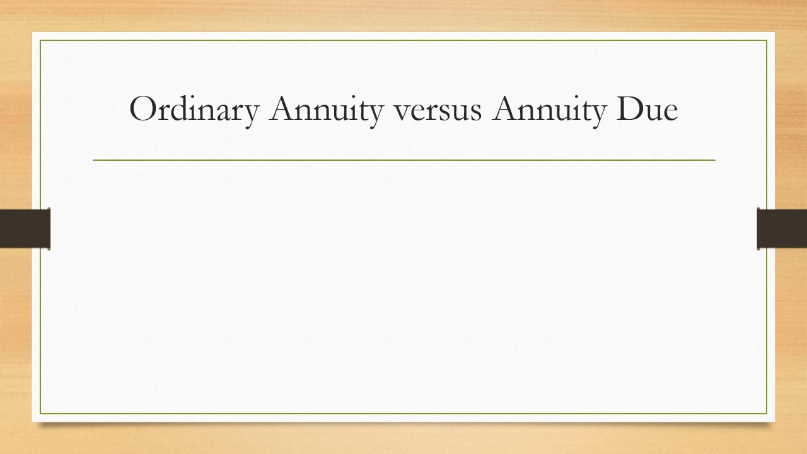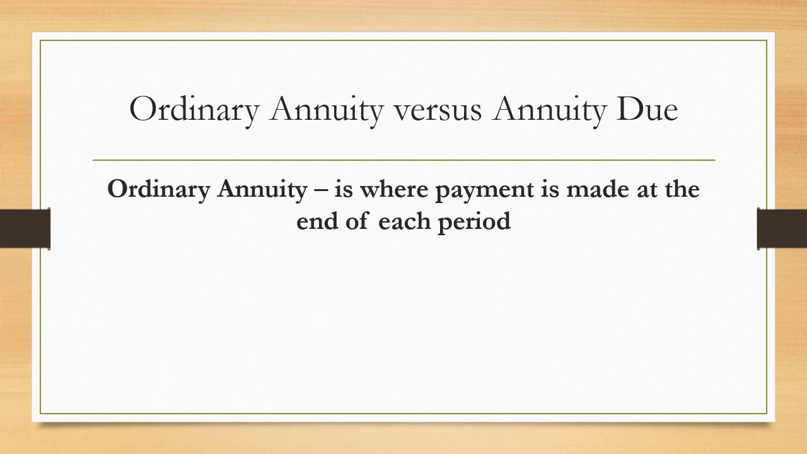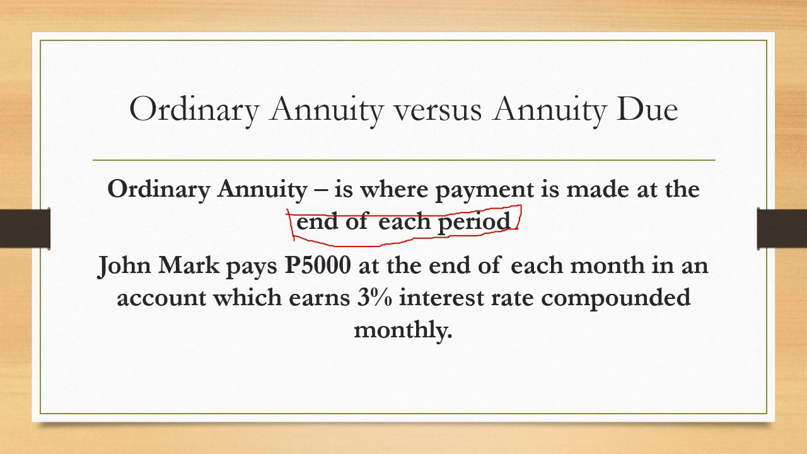Under simple annuity, there are two types of simple annuities. First is the ordinary annuity and the annuity due. Let us compare them. Ordinary annuity is where payment is made at the end. So this is the keyword: at the end of each period. For example, John Mark pays 5,000 pesos at the end of each month. So John Mark is paying monthly, but he chose to pay at the end of each month. Okay? So this is an ordinary annuity.